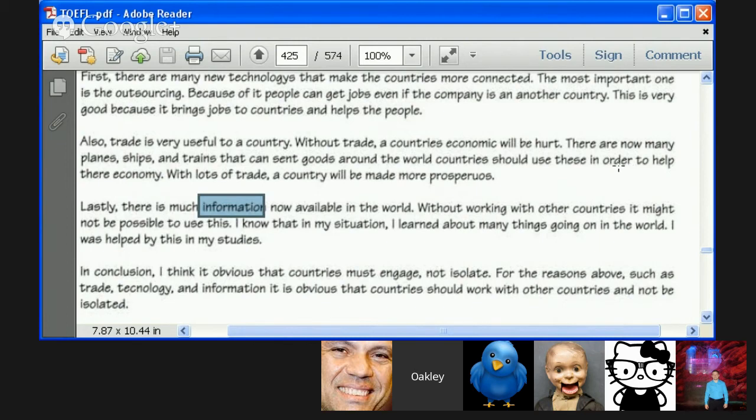Yeah. You are absolutely correct about the comma. When you have a dependent clause first in the sentence, you must have a comma after the clause, yes, you put it in the right place. Without working with other countries, comma, it might not be possible to use this. Yeah, that's kind of a weak sentence. It's not completely clear what this is. If it were me, I would say not be possible to use this information, just to make sure it was clear. But yeah, I understand. I would say at least this opportunity also. Yeah. Oh, that's another way to say it.